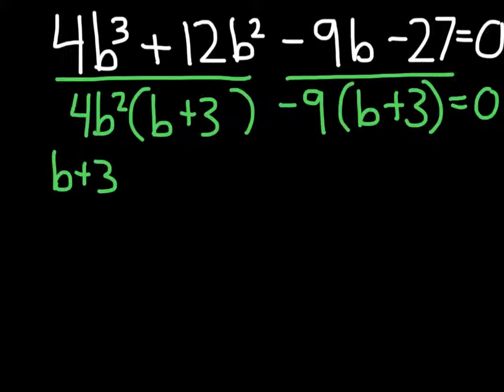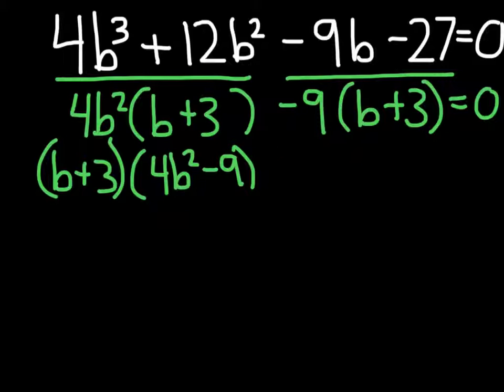If I take out a b plus 3, I'm left with a 4b squared minus 9 equals 0. And some people will think, well, we're done. But I look at this one, and that has a special look to it. That's what we call a difference of squares.